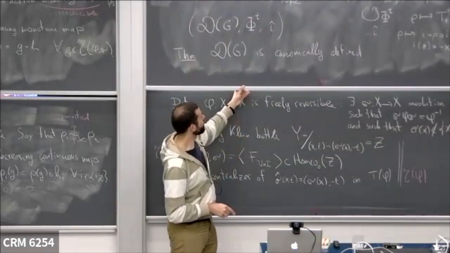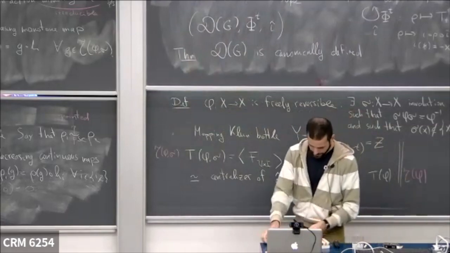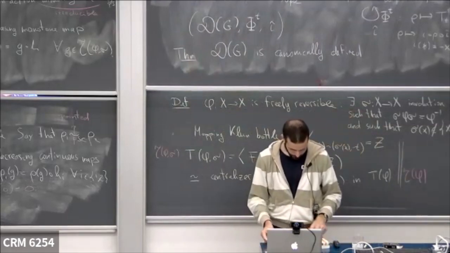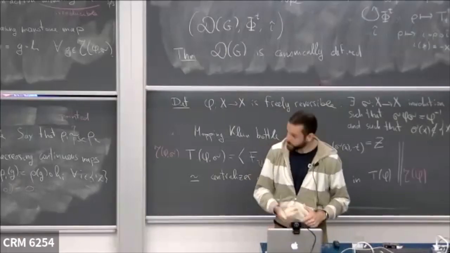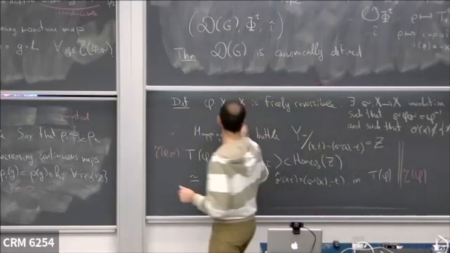I want to spend the main time I have to, well, first give other examples of Deroin spaces for the easiest case.